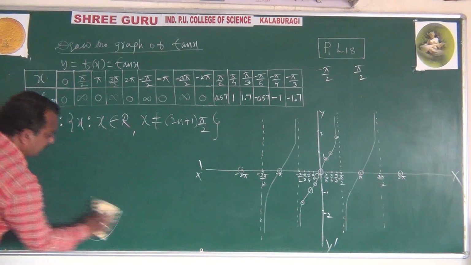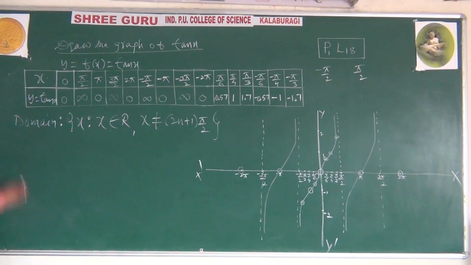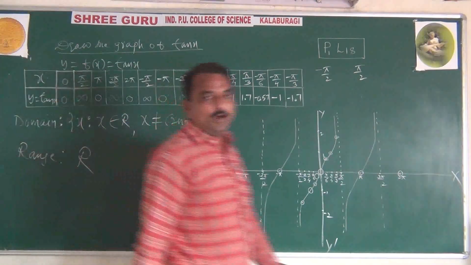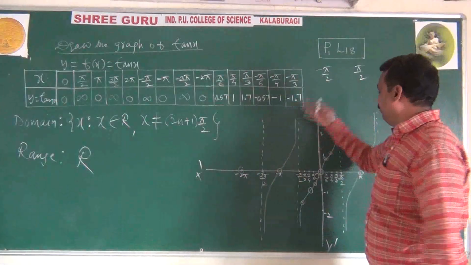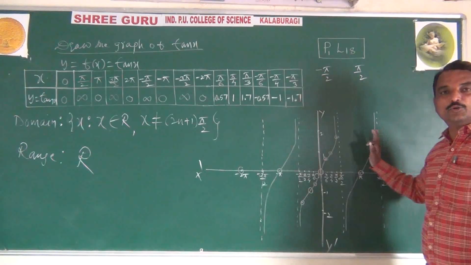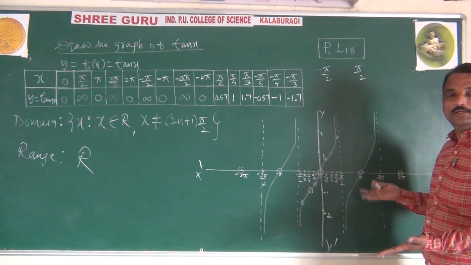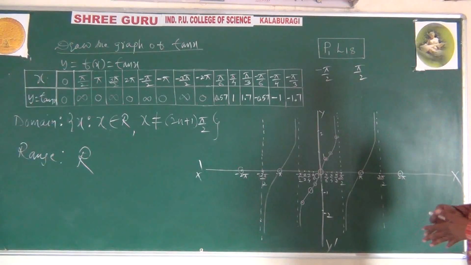Next, the range. Let us see, students. The range is the set of all real numbers. There are no limitations. The graph can't stop here; it may extend according to the values.